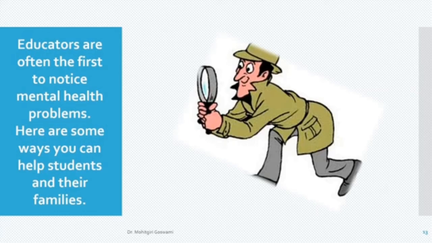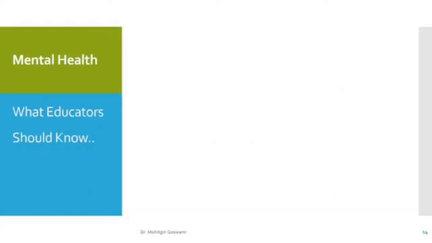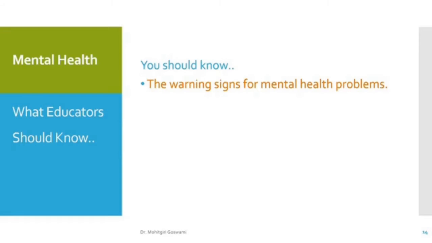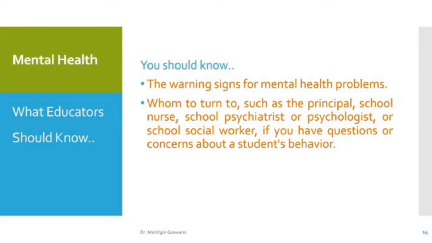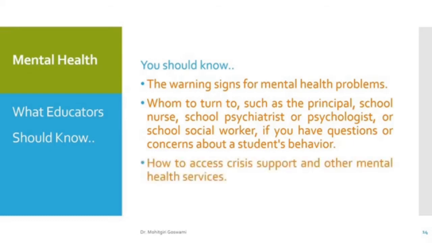Educators are often the first to notice mental health problems. Here are some ways you can help students and their families. What educators should know: you should know the warning signs for mental health problems, whom to turn to, such as the principal, school nurse, school psychiatrist or psychologist, or school social worker if you have any questions or concerns about students' behavior, and how to access crisis support and other mental health services.